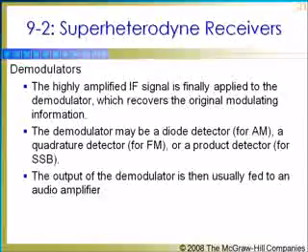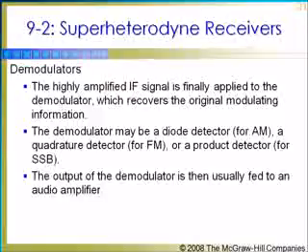Demodulators. The highly amplified IF signal is finally applied to the demodulator, which recovers the original modulating information. The demodulator may be a diode detector for AM, a quadrature detector for FM, or a product detector for SSB. The output of the demodulator is then usually fed to an audio amplifier.